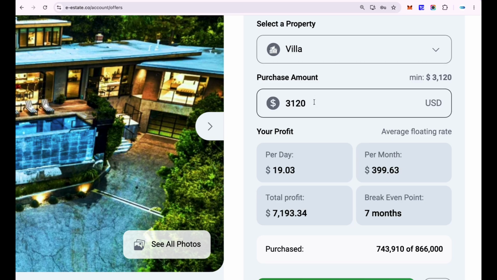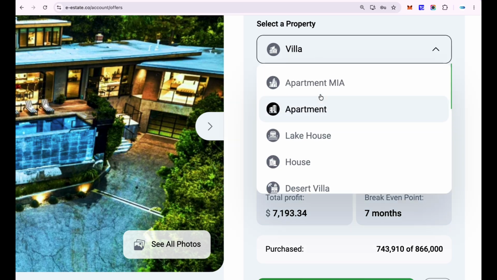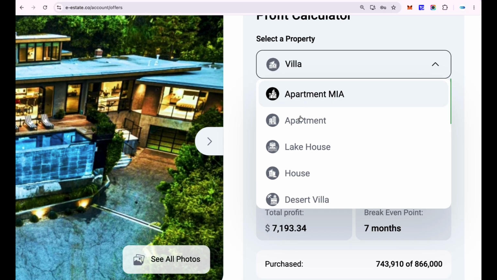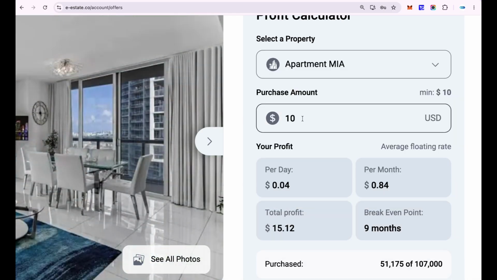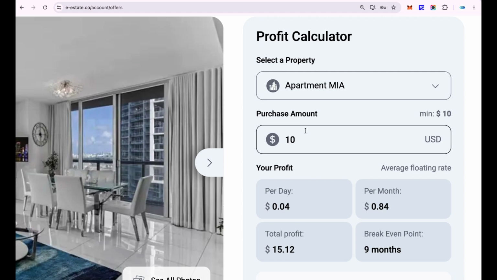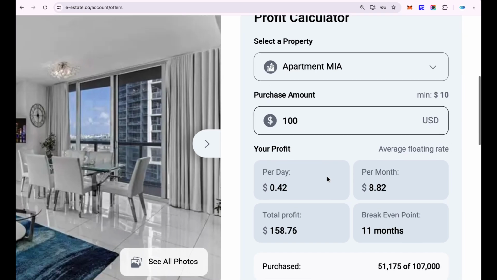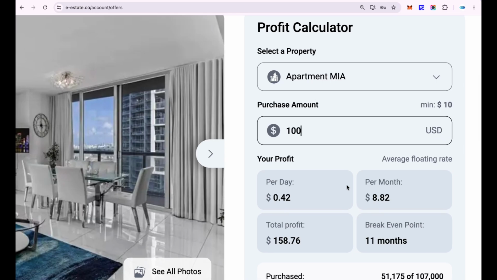Now, these are the minimum. For either of these properties that you've selected under the profit calculator, you can add more than that. Let's start with the apartment Miami. For example, the minimum to get started purchasing a fraction of this property is $10. Let's say I don't want to do $10. Let's say I want to do $100. Add one more zero there, and you will see that the profit calculator has automatically calculated how much you're going to be earning in a month and how much you'll be getting in a day.